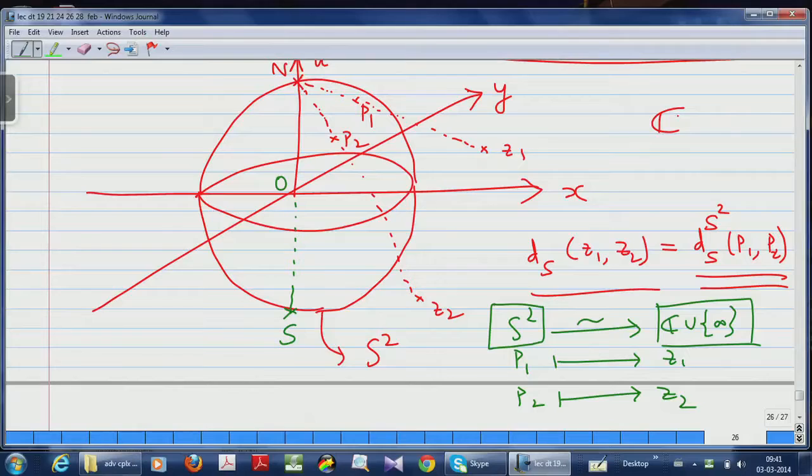So the moral of the story is that the spherical distance between z1 and z2 is the same as the spherical distance between 1 by z1 and 1 by z2. In other words, the spherical metric is invariant under inversion. That is a very important fact which we are going to use in the proof. Okay, so let me write this down.